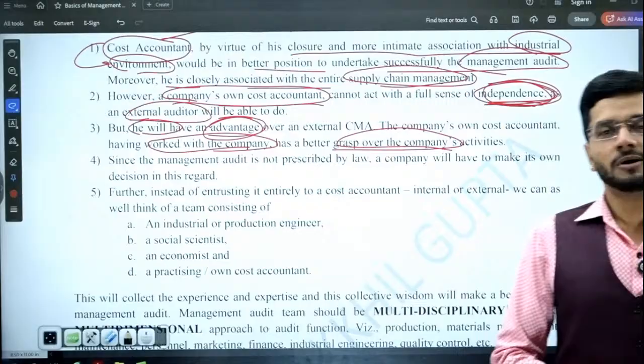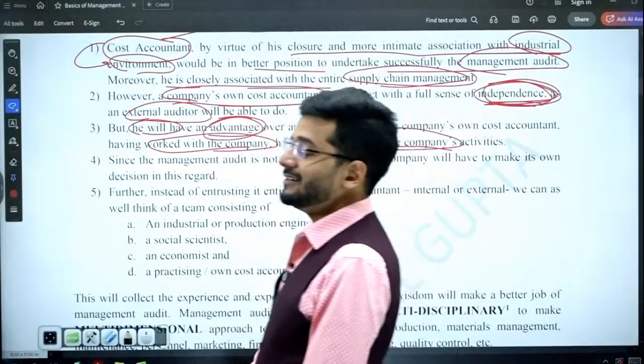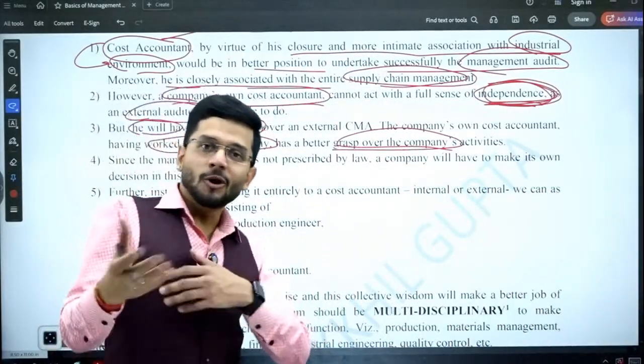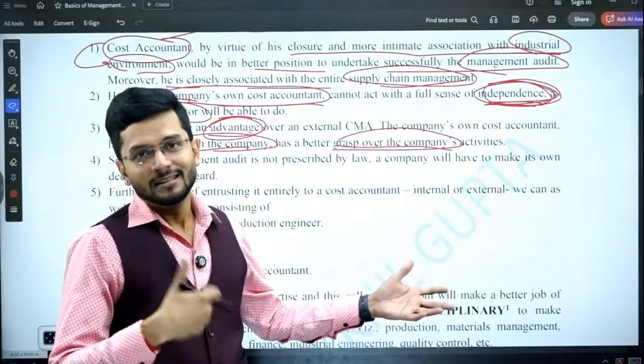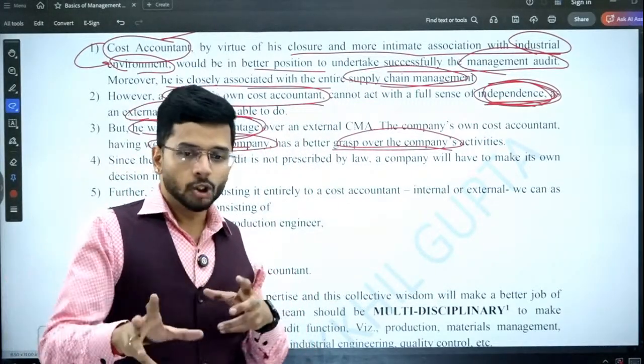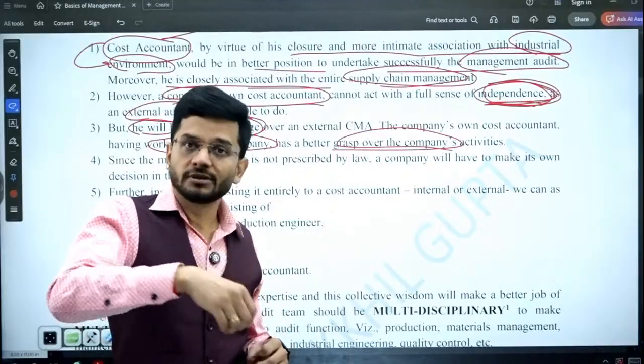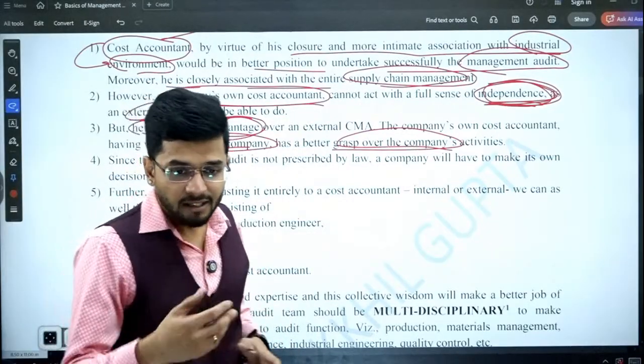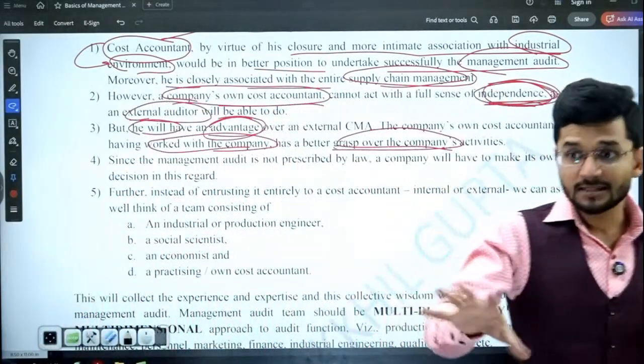So who has got better knowledge about that particular company? The internal cost accountant. So, there's a pro and there's a con also. The advantage is that the internal cost accountant is very good in analyzing the company because he has worked in the company for a very long time. So it's an advantage with the cost accountant who's working inside the company.